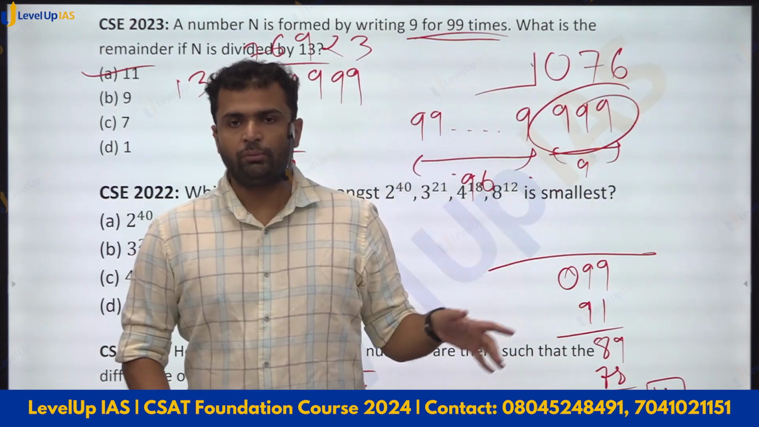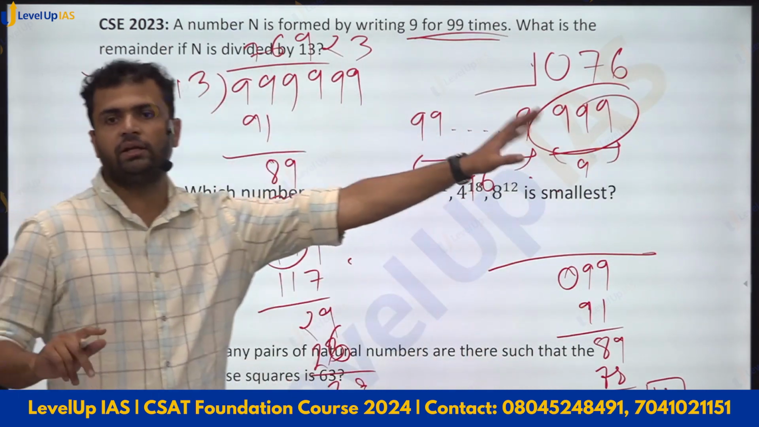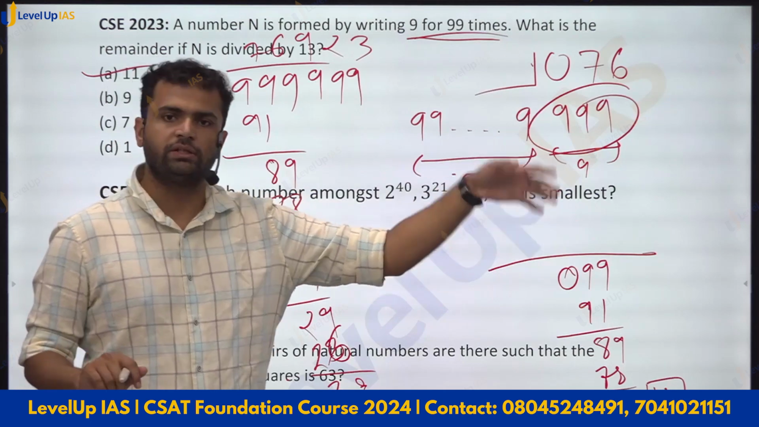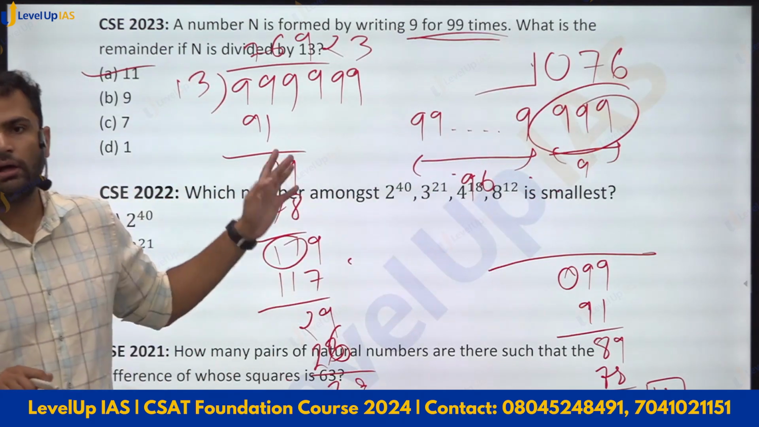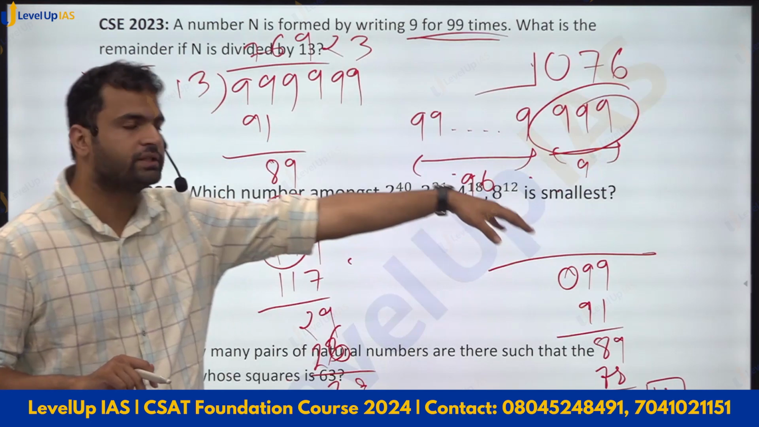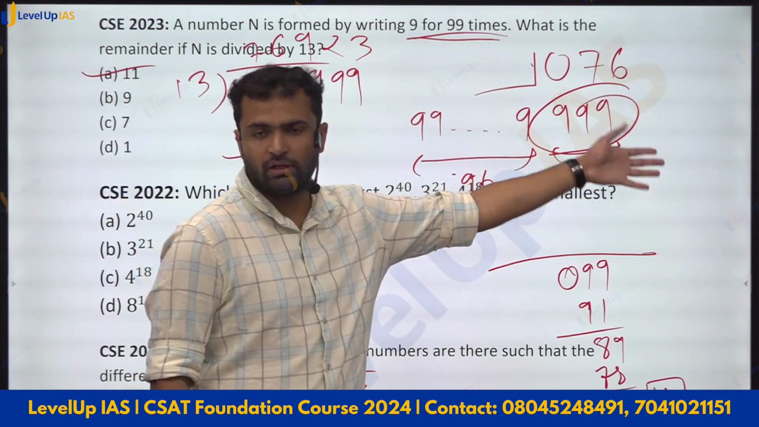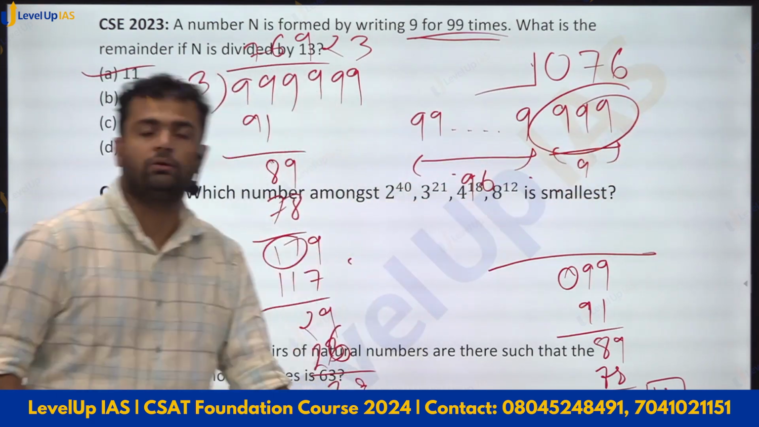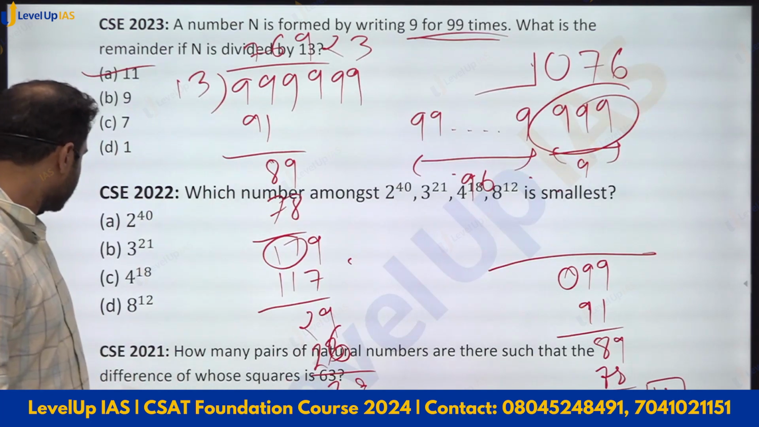The pattern was forming that after 6 9s we are getting remainder 0. So after 12 9s also we will get 0. After 18 9s we will also get 0. And so after 96 9s also we will get 0. So only last 3 9s remain. And here you can definitely perform long division for last 3 9s.